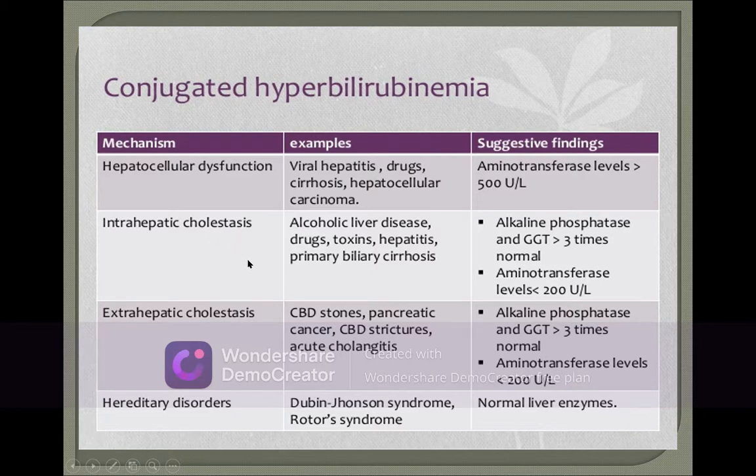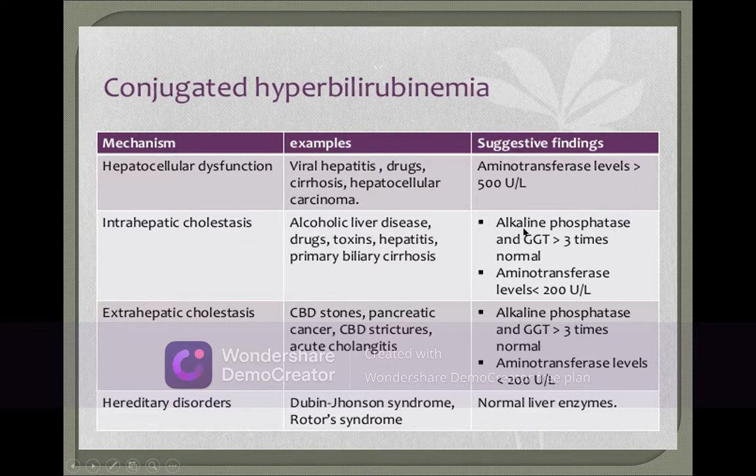Second is the intrahepatic cholestasis. Inside the liver, there are the canaliculi, and the excretion is very, very slow. For example, in alcoholic liver disease, drugs which can cause cholestasis, toxins, septicemia, and hepatitis, because swelling of the cells can cause obstruction. Primary biliary cirrhosis, PBC, is an idiopathic type of cirrhosis which hinders the excretion of the bile.